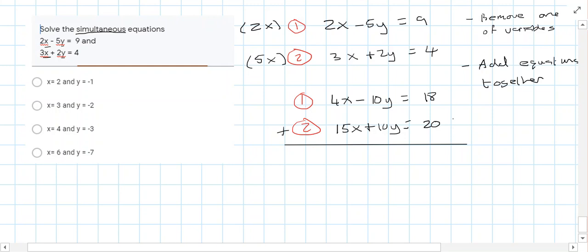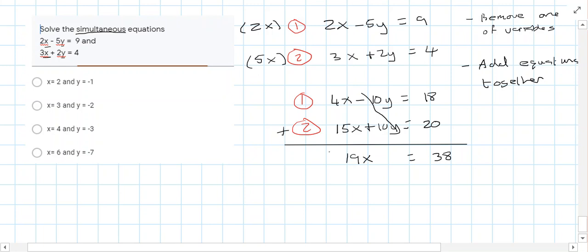So what will that look like? We have 18 plus 20, that gives us 38, is equal to, so if we're on minus 10y and we add plus 10y, they'll just cancel out. They'll cancel out, so it's not going to be equal to anything. And then we have 4x plus 15x, that's going to be equal to 19x.